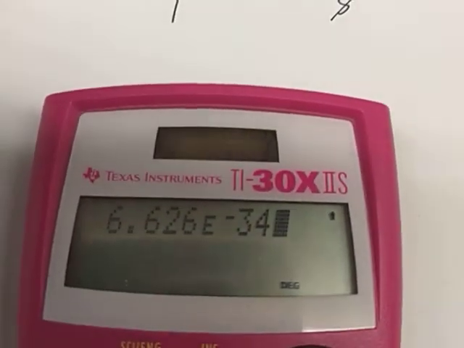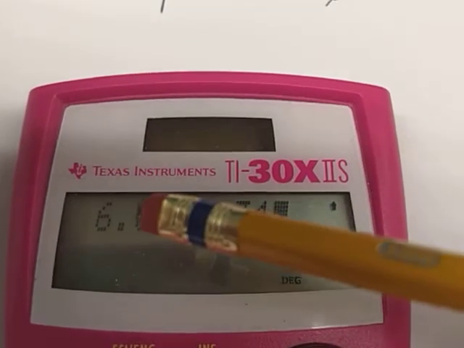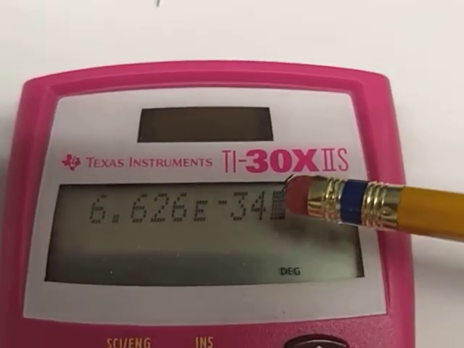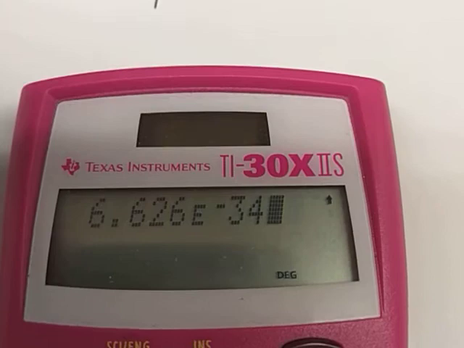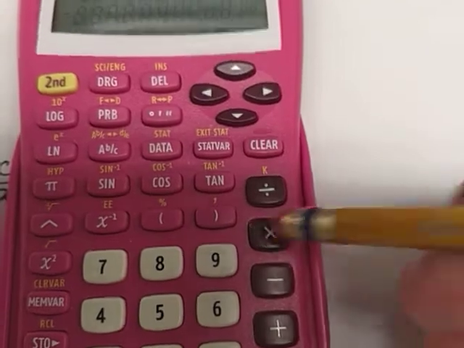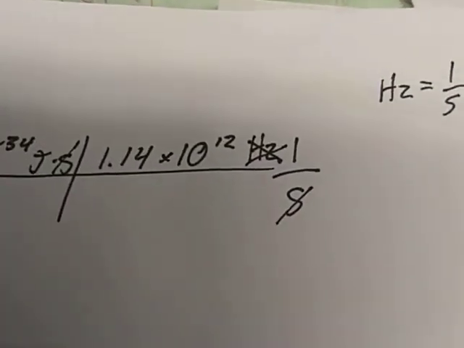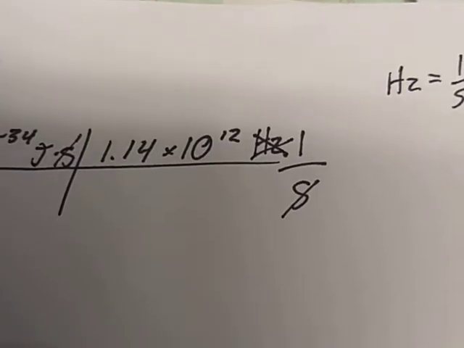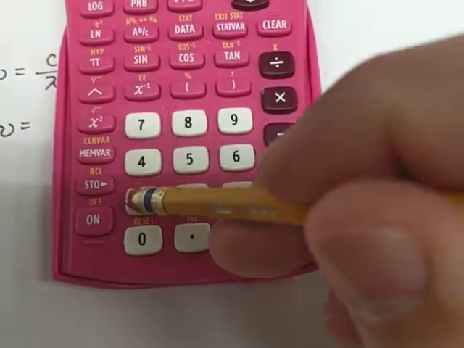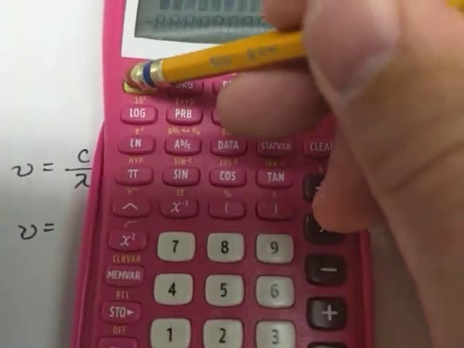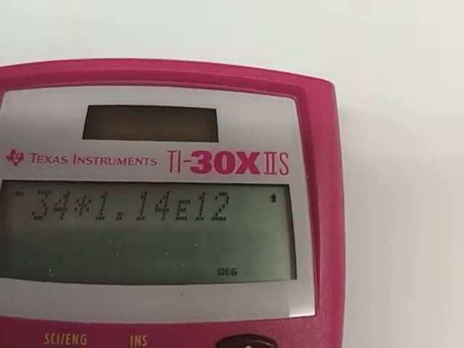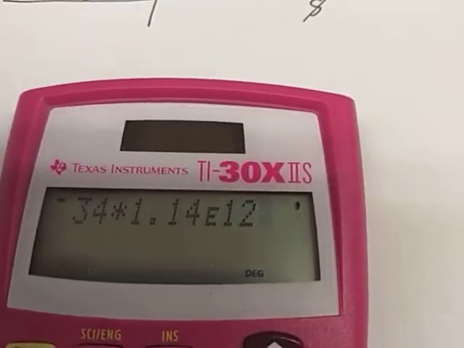Now look at how that appears on my screen. This means 6.626, and the E right here means times 10 raised to the power of negative 34. Because the calculator understands that all is one number, I can just take that times my other quantity, my frequency, which was 1.14 times 10 to the 12th. So I type in 1.14, second function, EE, 12. When I look at my quantity, I had 1.14 times 10 to the 12th.